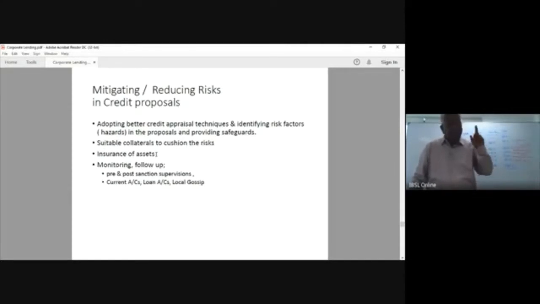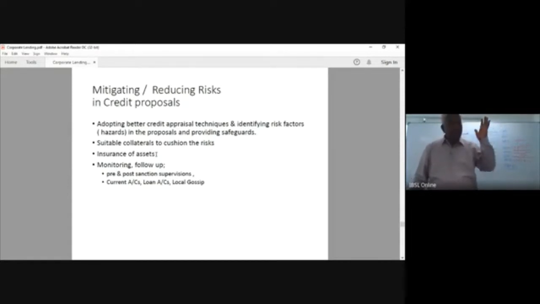Suitable collateral to cushion the risk. If there are any risks, of course, then you have to obtain suitable collateral. Insurance of assets: all project assets should be insured.